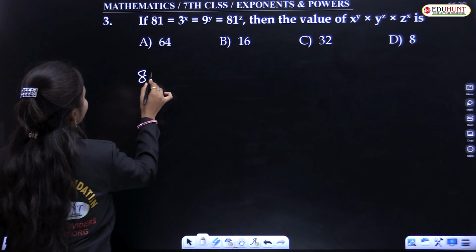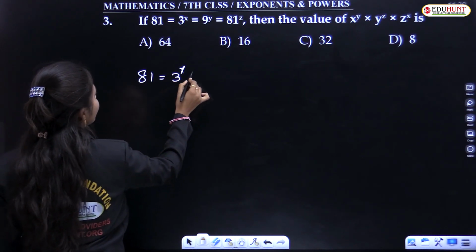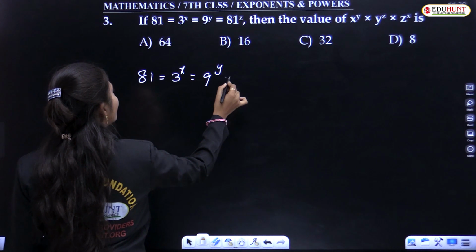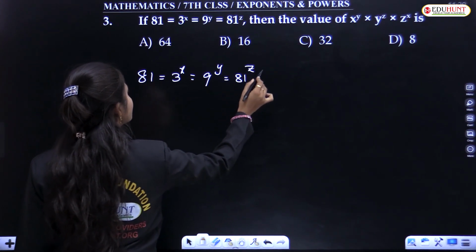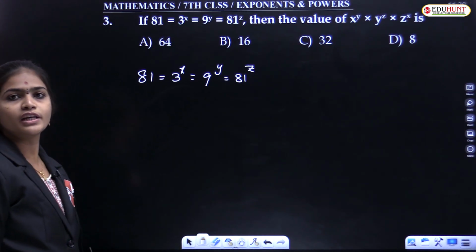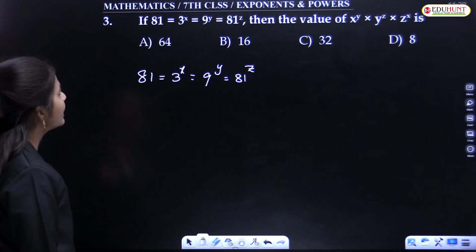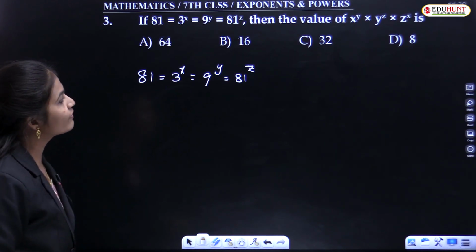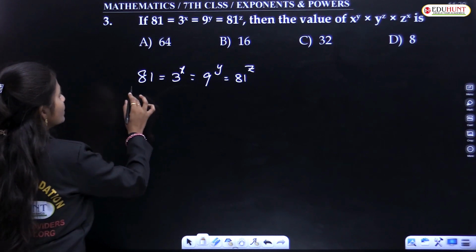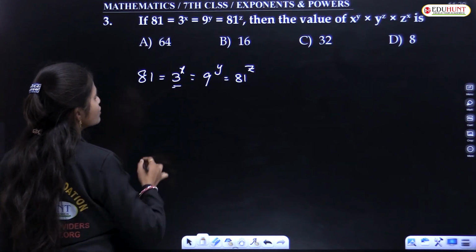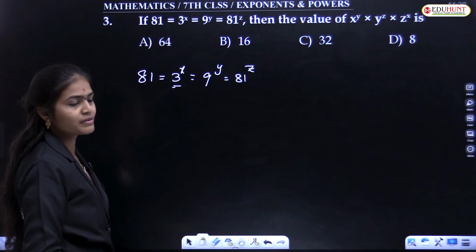What is given? 81 is equals to 3 power x is equals to 9 power y is equals to 81 power z. Okay, so first we need to find the values of x, y and z. Later we have to discuss what we have to find out. Okay, so this one here, 3 powers there, no? So better to write all the numbers as the powers of 3.